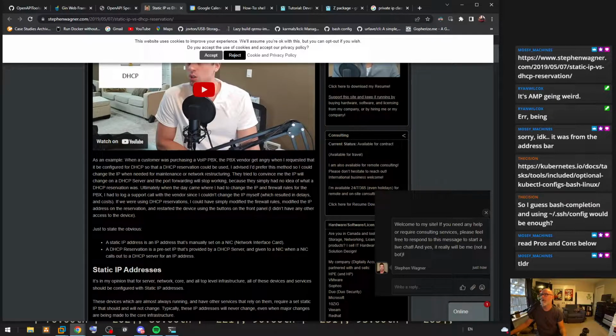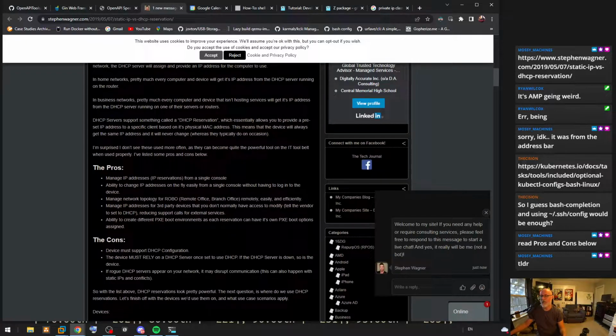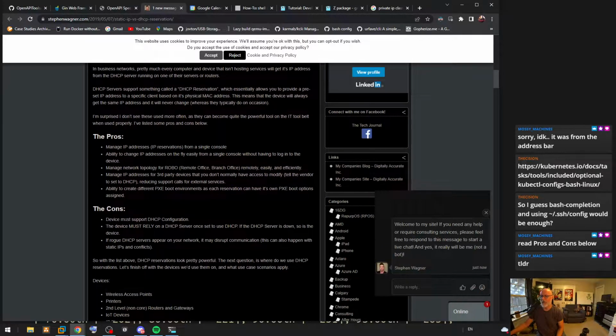Static IP, DHCP pros: manage IP addresses from a single console. I'm surprised I don't see more stuff. The funny thing is I've been using reserved DHCP my entire life at home because I'm lazy, not because it's the right thing to do. Ability to change IP addresses on the fly easily from a single console. Manage network topology. The cons: the device must have proper DHCP configured. Device must rely on the DHCP server once it's up.